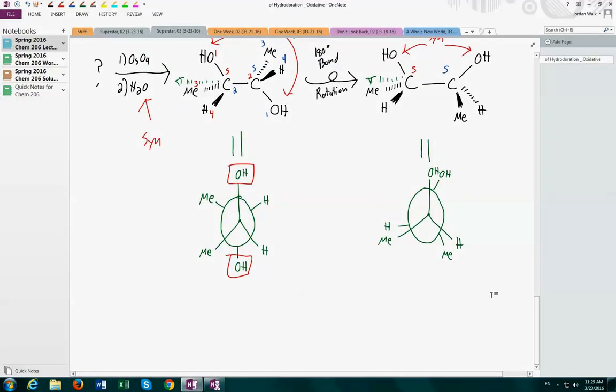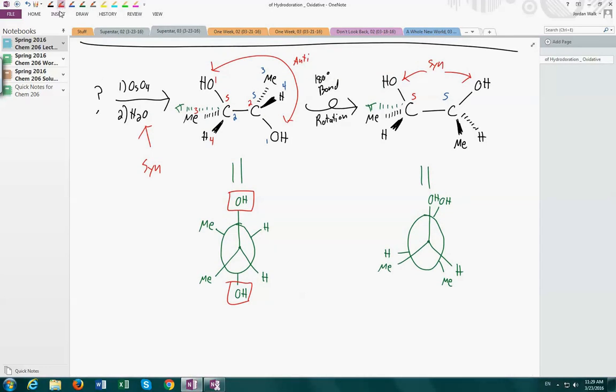All right, so what we want to do is we want to group our substituents together. And so we can see that this hydrogen and this methyl are on the same side, right? They're basically eclipsing each other. So we'll box those in as red. And so likewise, a hydrogen and a methyl on the right side, we'll box those in as blue.